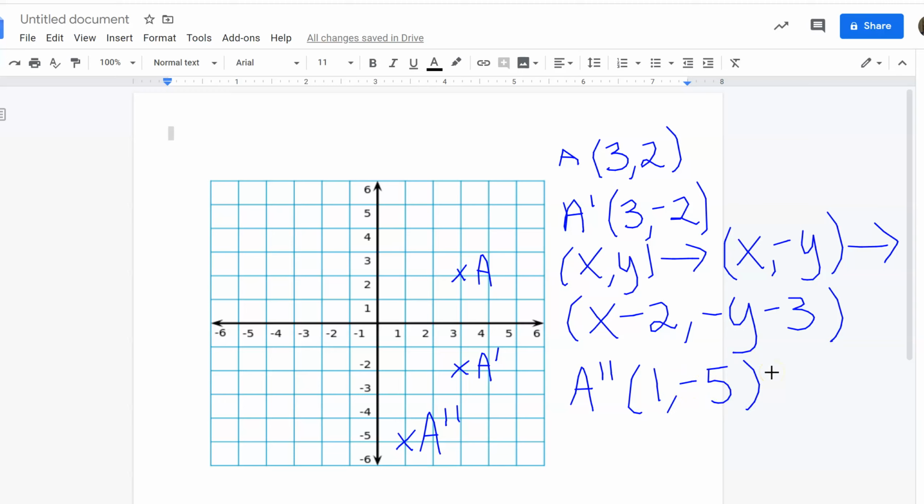Right, let's make sure that works as far as our algebraic representation goes. We started with the point 3, 2. If I look at my final algebraic representation, I would plug the 3 in here for X. 3 minus 2 is 1. I would take the 2, or the Y coordinate, I would make it negative, so negative 2 minus 3 is negative 5. So this is how we do it on the graph, and this is how we would show our translation and our reflection. Here's our translation, here's our reflection.